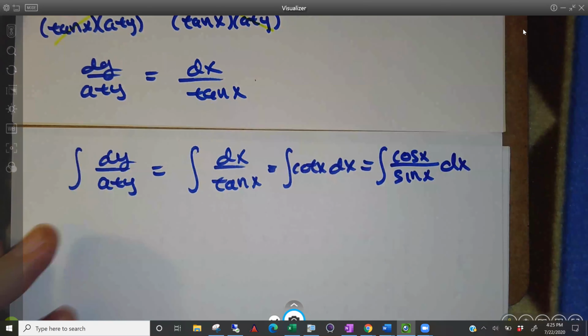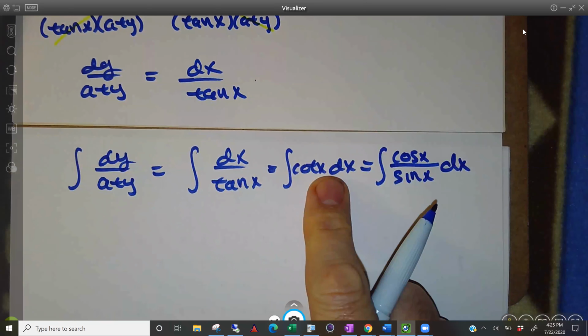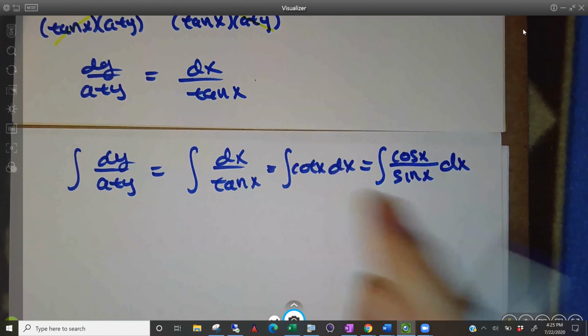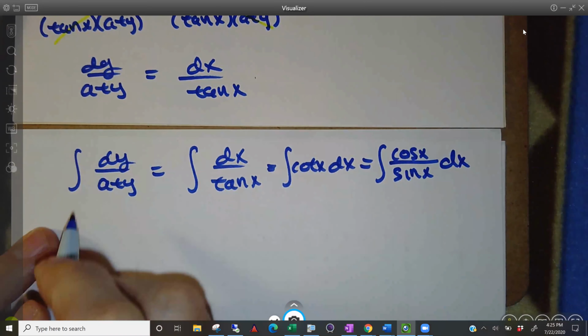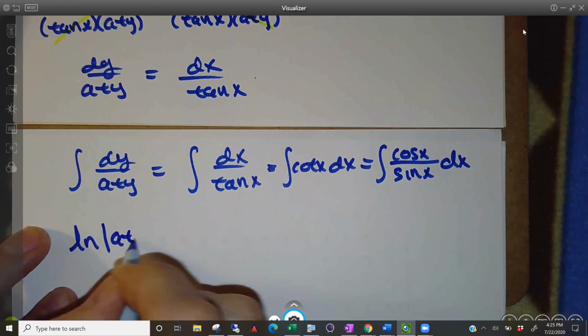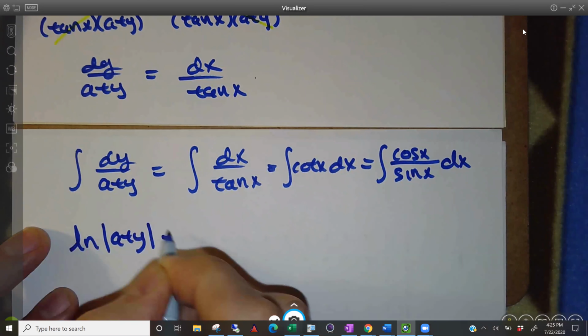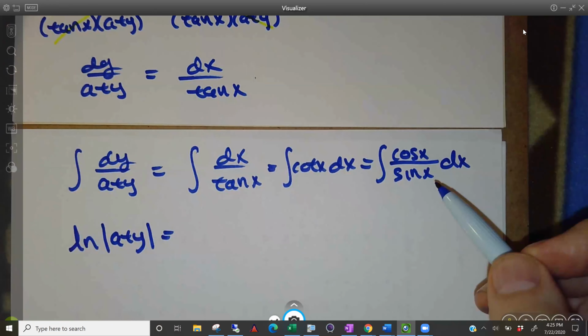Now the antiderivative of the cotangent of x is not something that I keep in my head. But if I need to, I can just derive it. On the left-hand side, this is going to integrate to the ln of a plus y. On the right-hand side, well, any suggestions? What could we do?